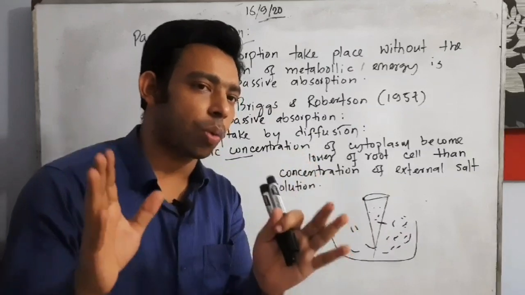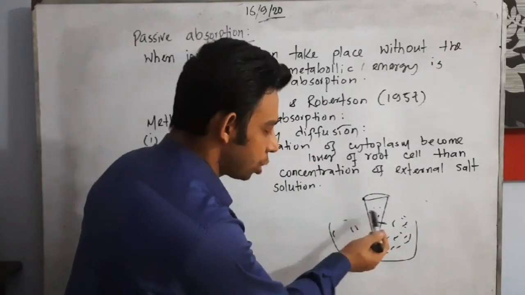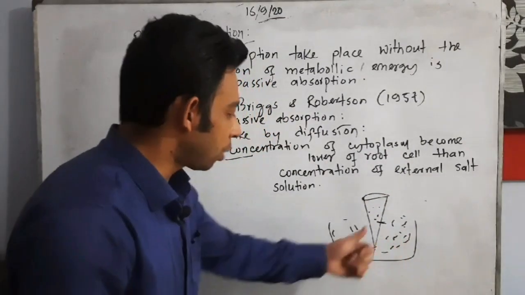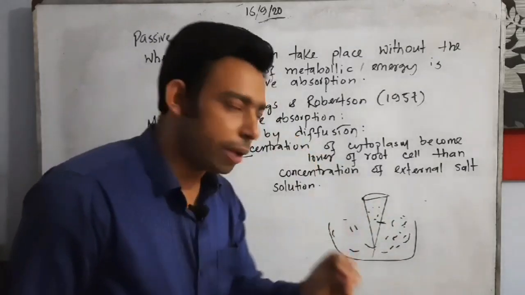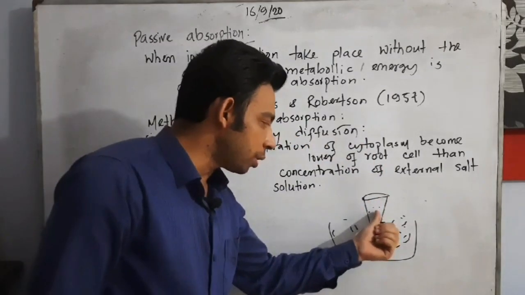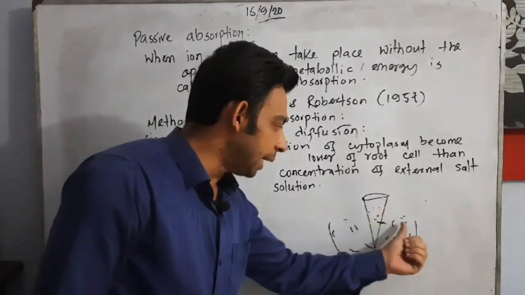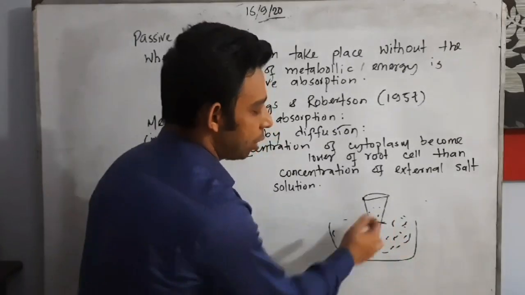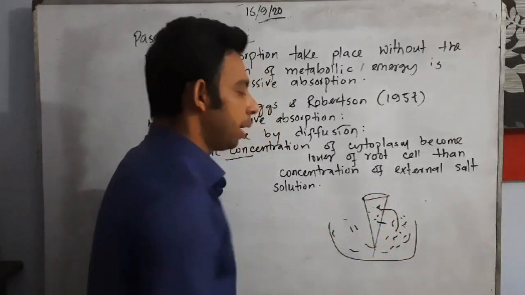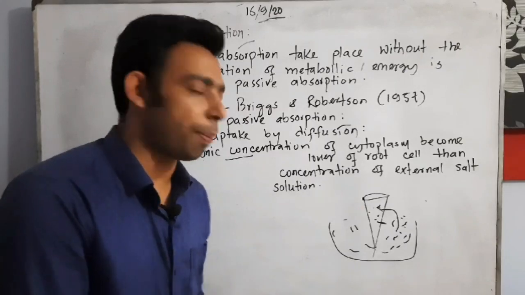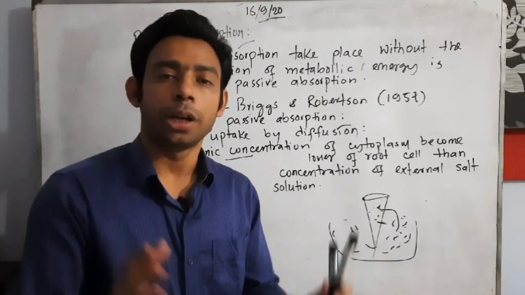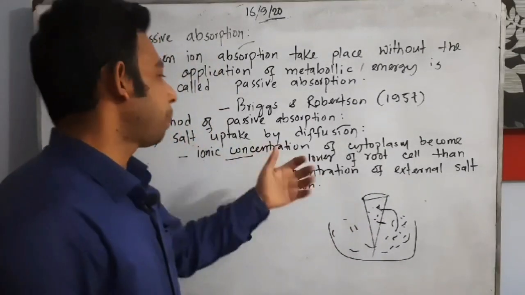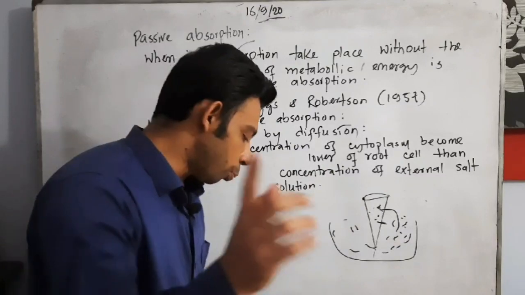I want to make you understand once again. Suppose this is a root, and this is the outer side, the external salt solution. The ion concentration is lower in the cytoplasm of the root cell than in the external salt solution. So when any liquid enters from a high concentrated area to a low concentrated area, we can say this is a process of diffusion. So in this way, passive absorption can be done by salt uptake by the diffusion process. I hope you understand this one.